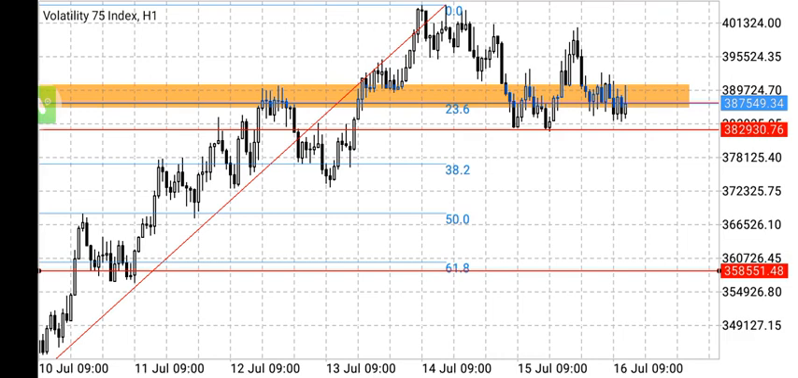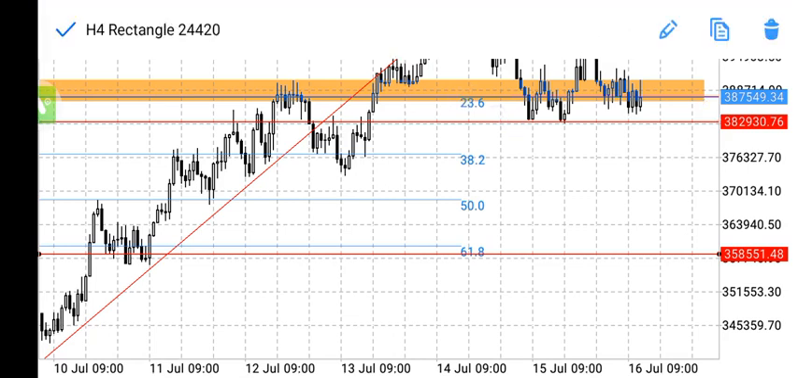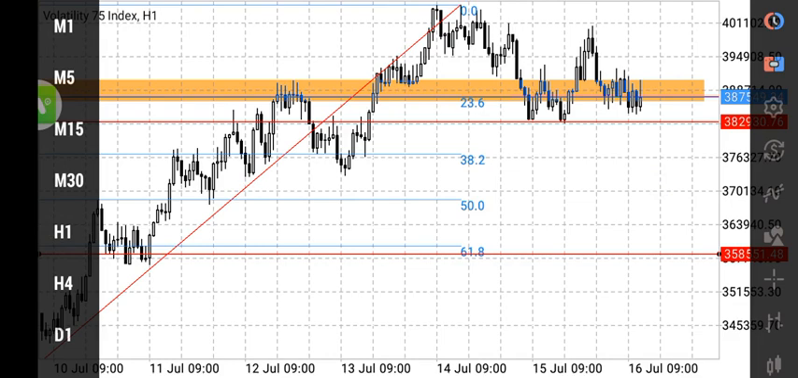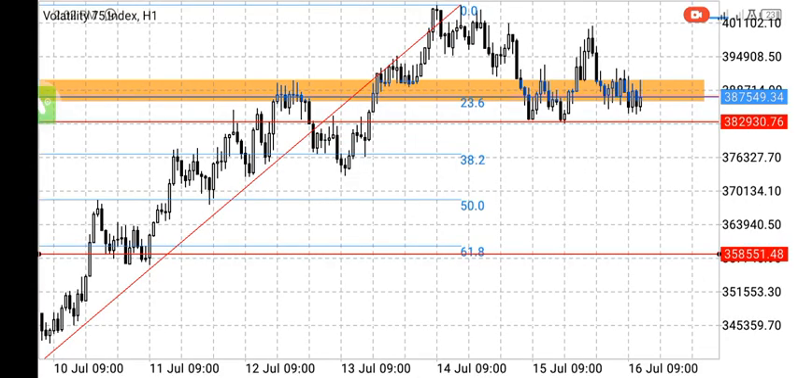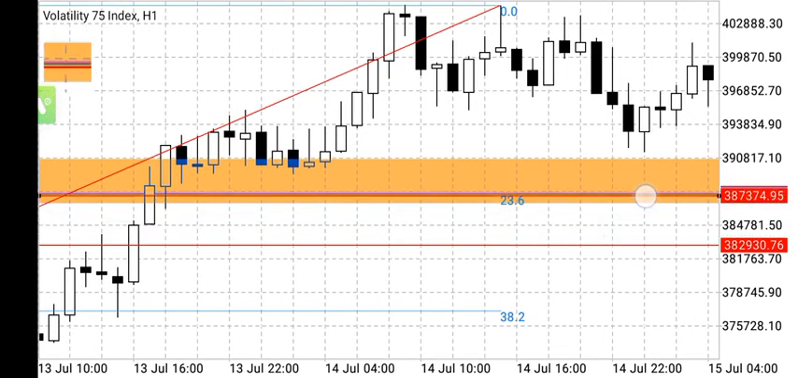Now on this lower time frame, you can see that we have something else here. On the lower time frame, this is 23.6. That's 23.6, and that is exactly where the price is. So we can actually put another line here. This is 23.6 here. Let me zoom out. This is 23.6 here. So we put it there.